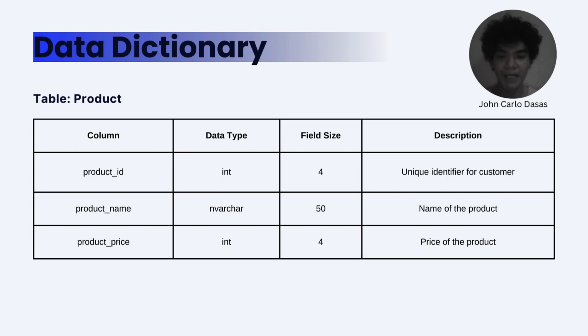And for product price, the data type is integer, the field size is 4, and the description of it is the price of the product.